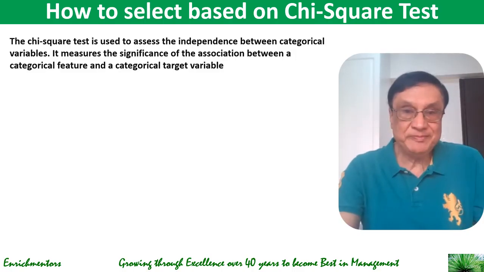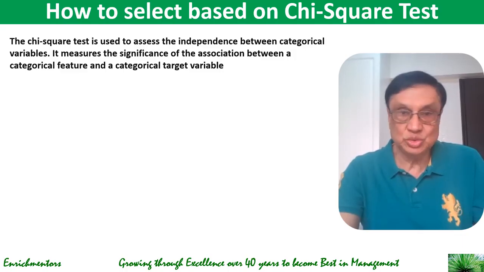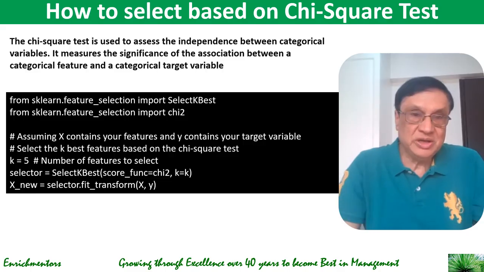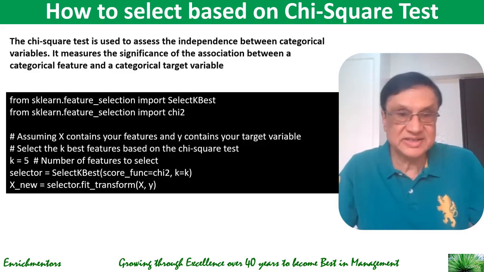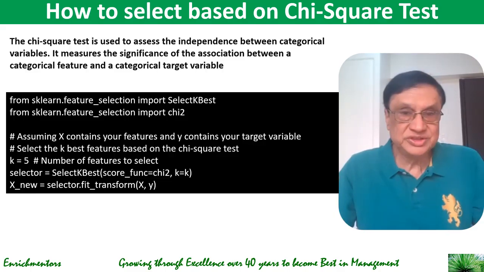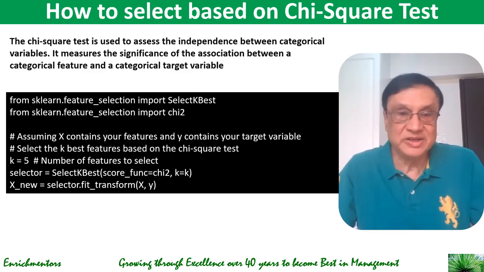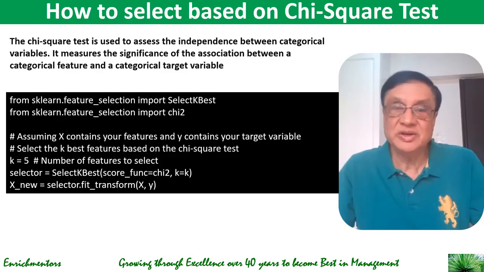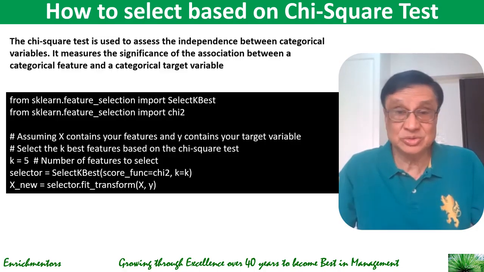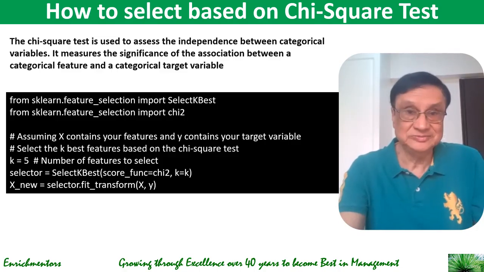And how can you do that? Let's look at the commands that you can give in programs to do that. Using the sklearn feature selection module, you first import chi-square, and then you assume that X contains your features, Y contains your target variable, and select the 5 best features based on the chi-square test. And the program will give you those 5 most important features. As simple as that, thanks to these machine learning programs themselves.